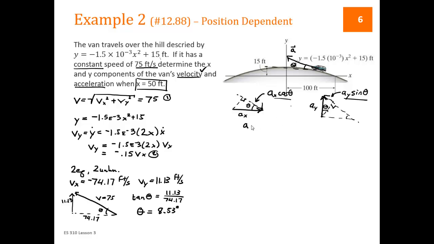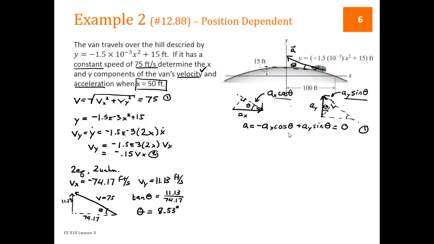So we've got A is going to equal negative AX cosine of theta plus AY sine of theta. And we said in this direction, which is parallel to the velocity, the acceleration is 0 because the speed is a constant. All right, so that is our first equation. And we know some information. We know what theta is, the 8.53. So that's equation number 1.